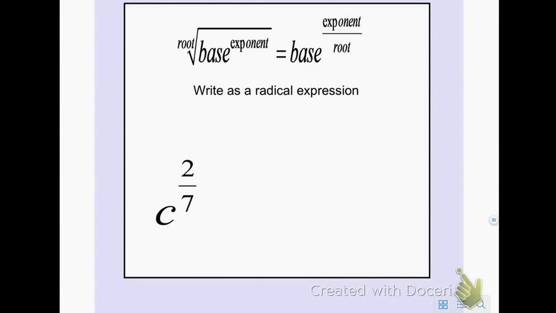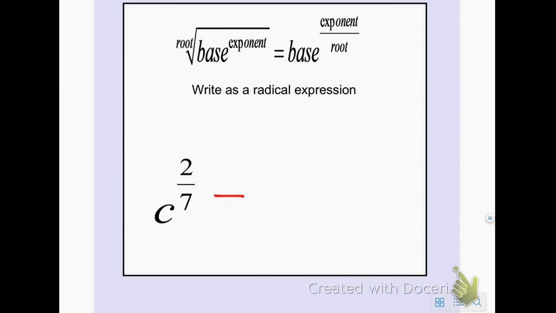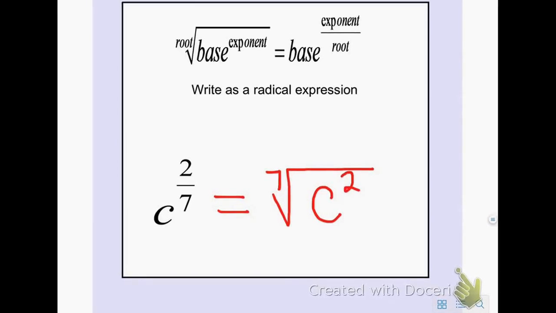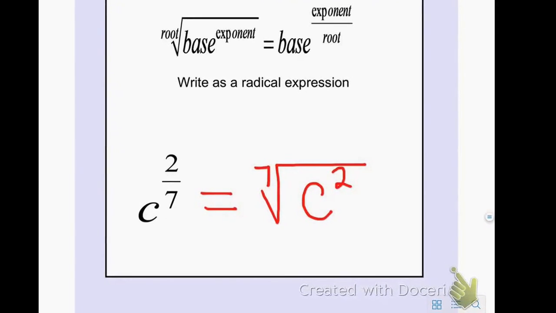Now let's go the opposite way. If we start out with an exponential expression, we can also write that as a radical expression. So I want to do the same thing. I know here I'm going to have a radical if I want to write a radical expression. The root is 7 because it's my denominator, and that's where roots go. My base is c, and my exponent is 2. So c to the 2/7 power is equivalent to the 7th root of c to the 2nd power.